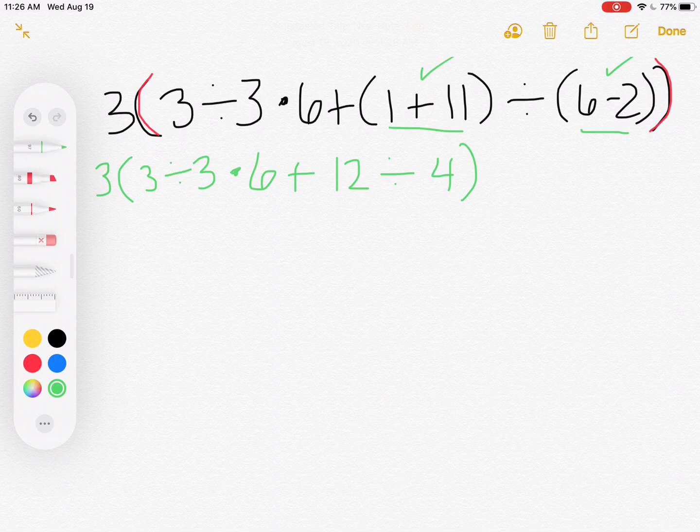Next up, we don't have any exponents inside our parentheses, so the next thing would be multiplication and division. I have a lot of that going on. Remember, for multiplication and division, we work left to right. So the first thing inside the parentheses I see multiplication and division wise is that 3 divided by 3. That's a bad 3, sorry. 3 divided by 3 is 1.